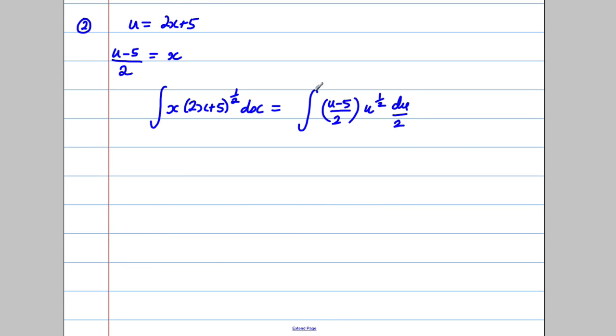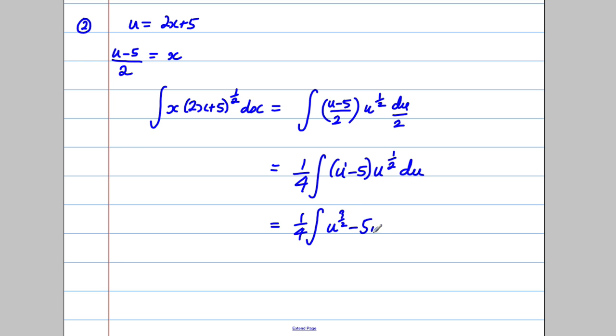And then we can just do a bit of tidying up. There's a half here and a half here, which multiply to give a quarter, which we could take out at the front of the integral, so I'd have a quarter. I'd have the integral of u take away 5 multiplied by u to the power of a half du. I can expand that bracket, so that would be a quarter, the integral of u, that's to the power of 1. U to the 1 multiplied by u to the half is u to the 3 over 2. Take away 5u to the half with respect to u.